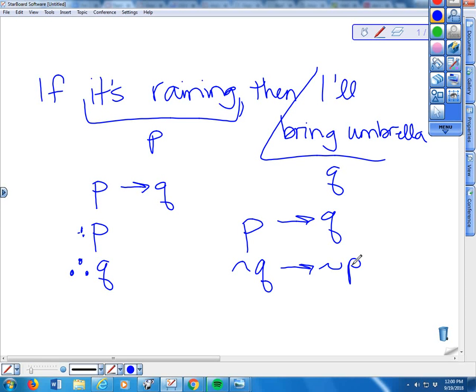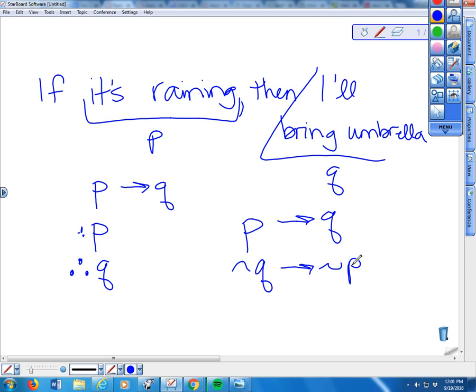So let's play this one. If it's raining, then I'll bring an umbrella. What's the contrapositive tell me? Yes, and that will be true. The original statement and the contrapositive will always be true together or false together. If the original statement's true, contrapositive will always be true. If the original is false, the contrapositive will be false. That's just the rules of logic. Okay? So if it's raining, I'll bring an umbrella. If I didn't bring an umbrella, then it's not raining. That's the law of contrapositive.